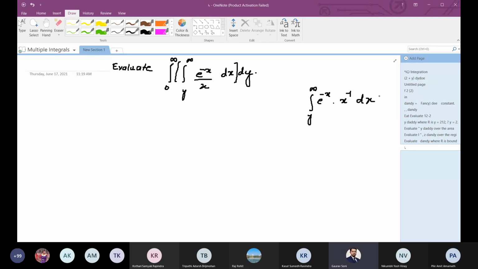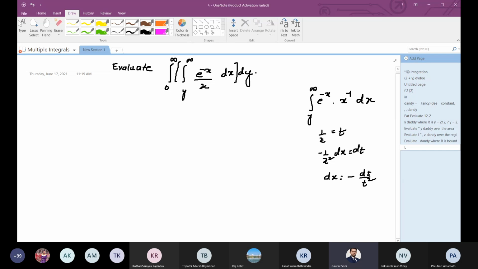Which is actually putting 1 by x equal to t. So minus 1 upon x square dx will become dt. So dx will become minus of dt by t square. Let's check the calculation. So it is not going to lead me anywhere.